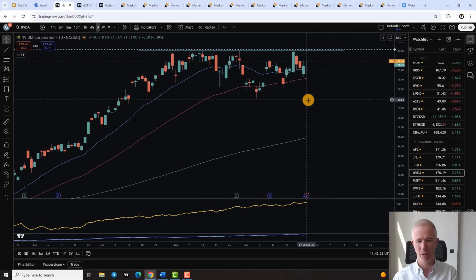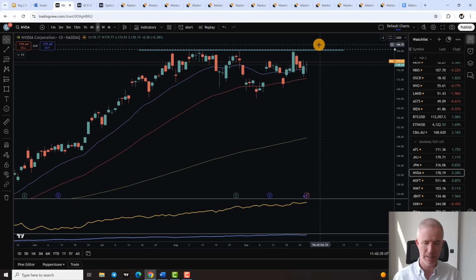Seasonally, as I say, we're coming into that period. We don't get to the optimum period for another couple of weeks, but if we can get a little break sooner and be in that, even better.